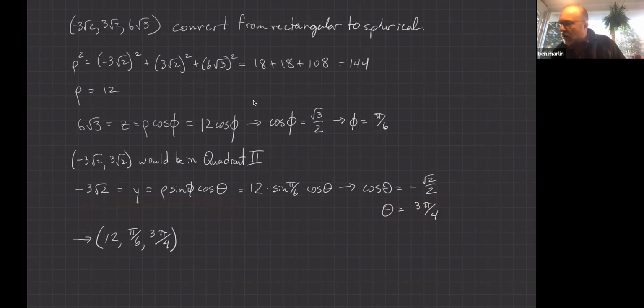And so we're writing down that our y was negative 3 root 2, and our rho sine phi, we've got a 12 sine phi cosine theta. We know that the sine of pi over 6 is 1/2, so that makes this part into 6, and then when you divide, you'll end up with your cosine theta to be negative root 2 over 2. And then you do an inverse sine and you get 3 pi over 4.